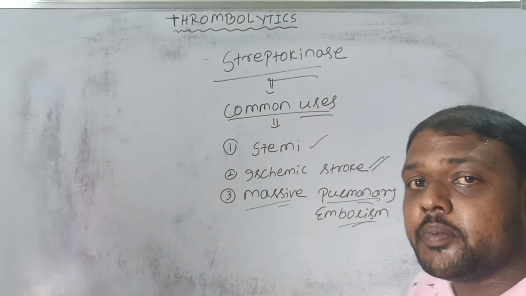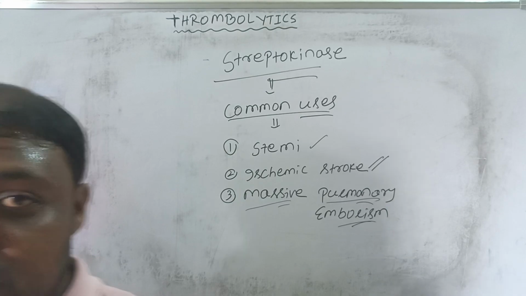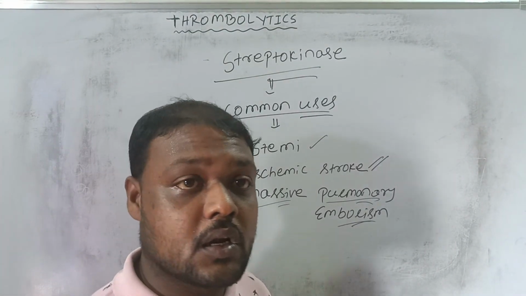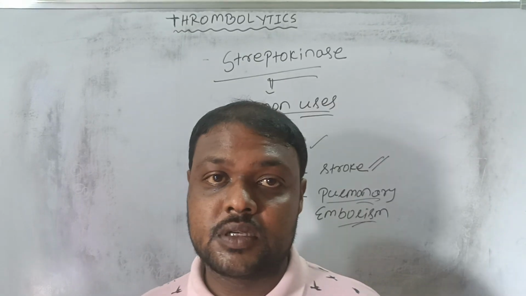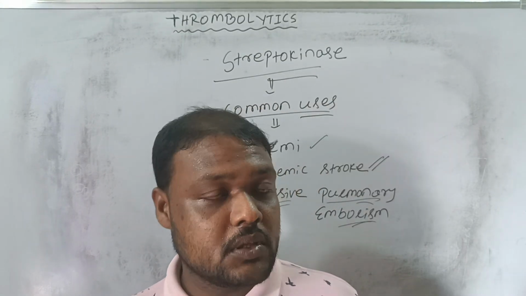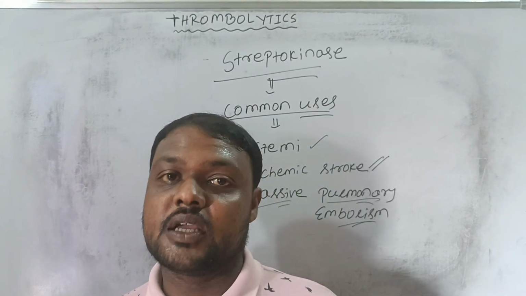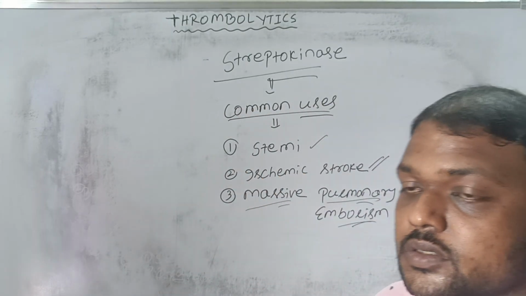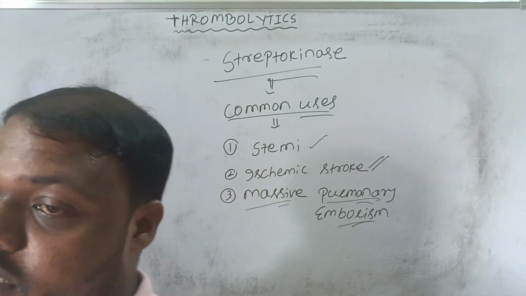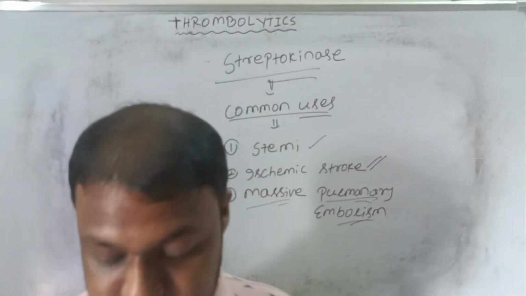What is the meaning of emboli? Emboli means floating clots. If a floating clot lodges in the lungs, it causes pulmonary embolism. In this case, we also use the streptokinase thrombolytic agent to dissolve the clot in the lung.